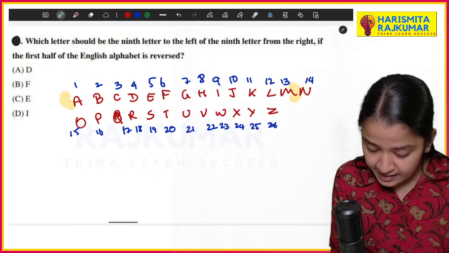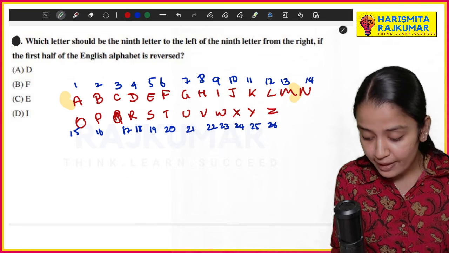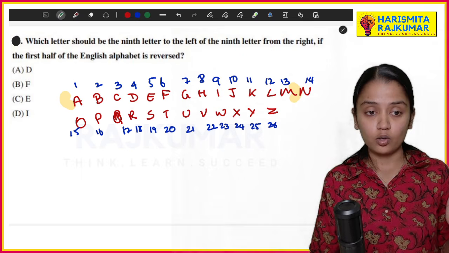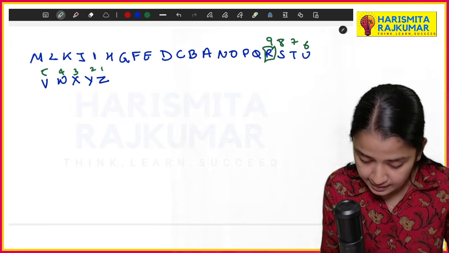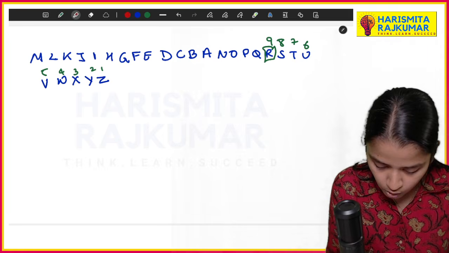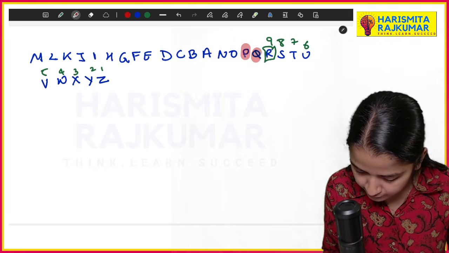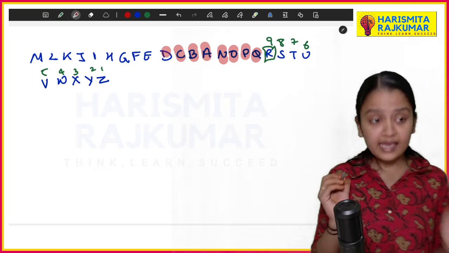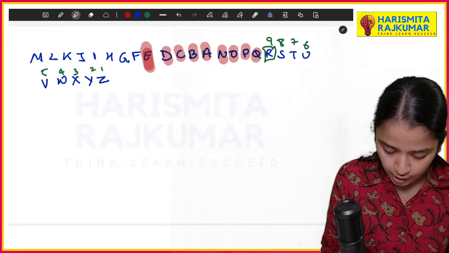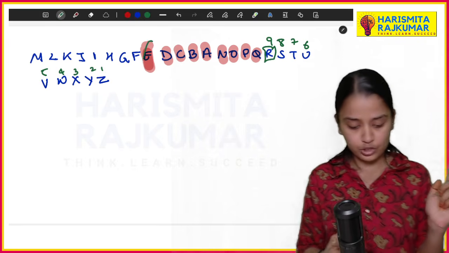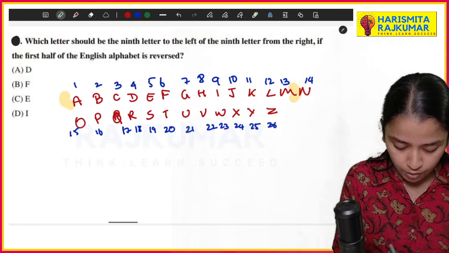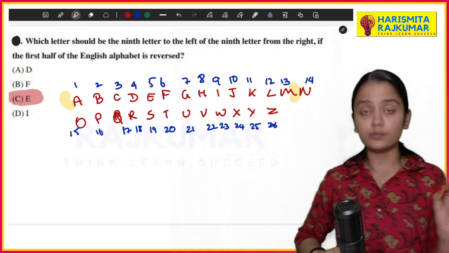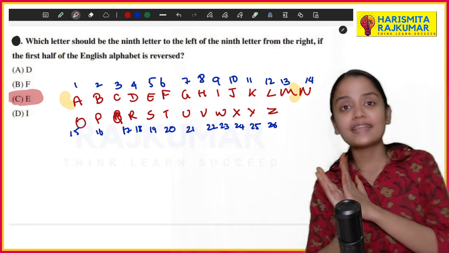So the 9th letter to the left of the 9th letter from the right. Now if you find the 9th letter from the left, it will be 1, 2, 3, 4, 5, 6, 7, 8, 9. So this E is your letter. So your E is the letter which they are asking. I know this is a bit confusing, but if you read the question properly, you will be able to understand it.